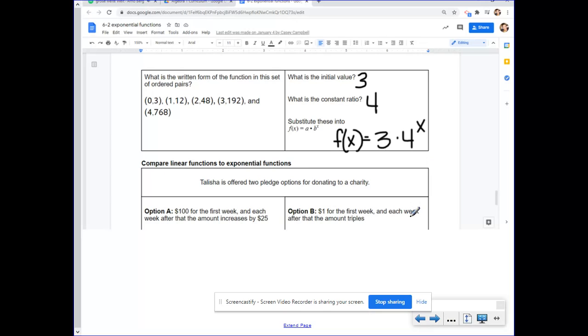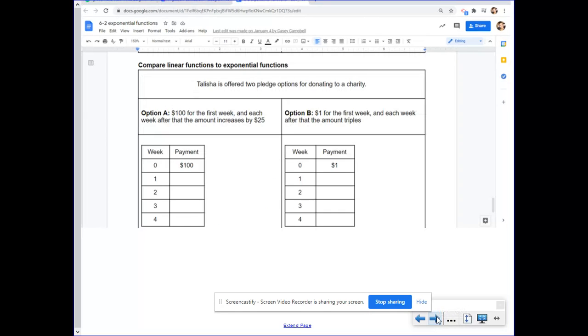Okay, now they're going to throw in some word problems, and we're going to have to fill in our table. So it says, Felicia is offered 2 pledge options for donating to a charity. Her first option, A, is she'll give $100 the first week, and then each week after that, the amount increases by $25. Then option B, she gives $1 for the first week, and each week after, the amount triples. So let's think about our 2 tables and let's fill them out.